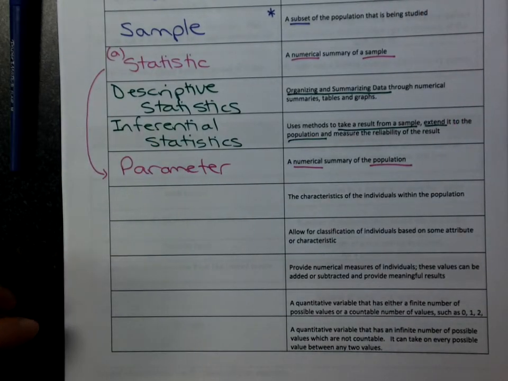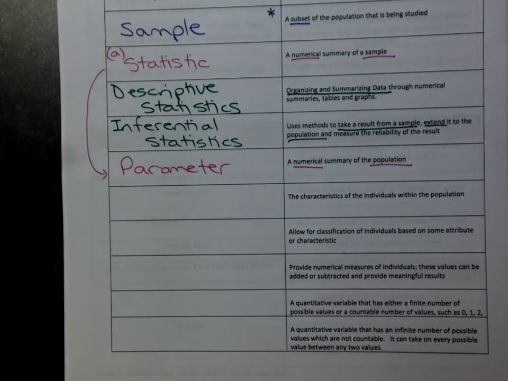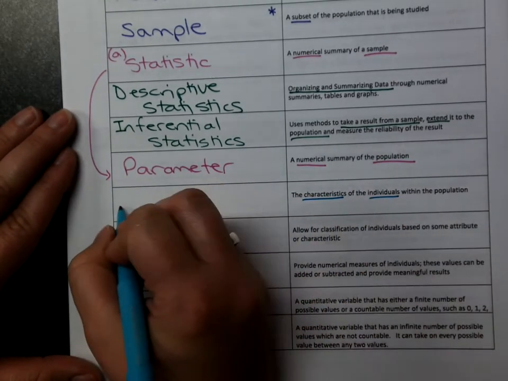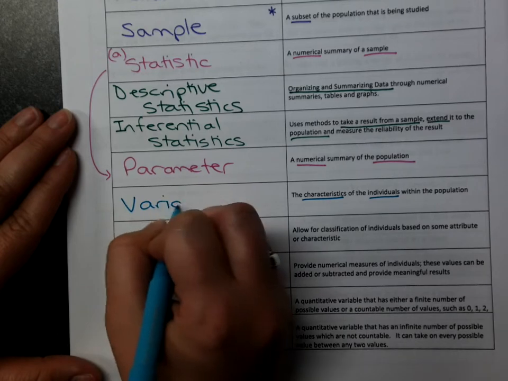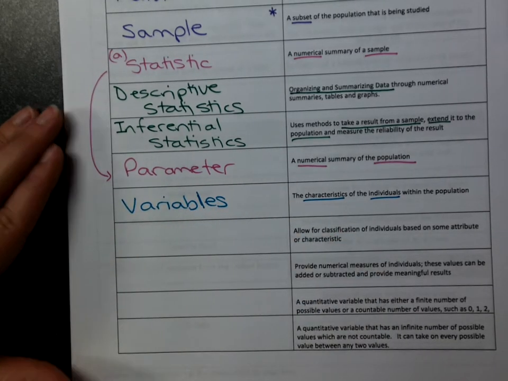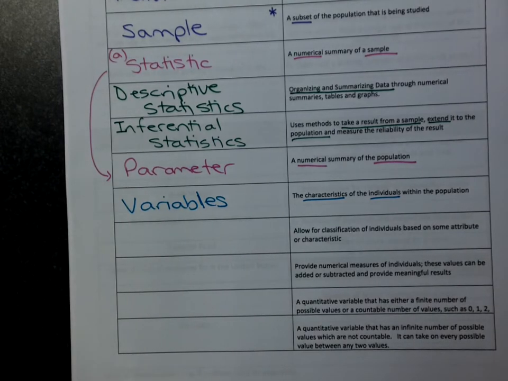The next word is about the characteristics of the individuals within the population. The characteristics of individuals, we call those variables in this class. If you've taken an algebra class, variables are very different than the variables we're referring to here. The variables are just describing the characteristics of individuals. It could be shape, color, size, GPA, income level. It could be all kinds of variables that we're studying.